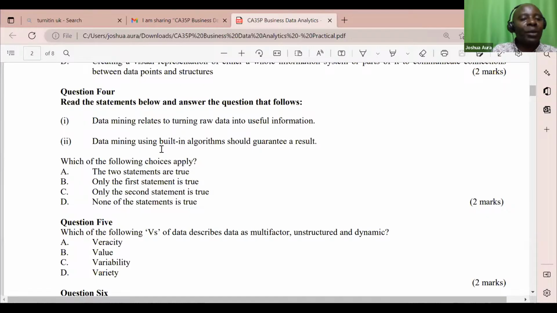A, the 2 statements are true. B, only the first statement is true. C, only the second statement is true. D, none of the statements is true. Which one? Through guesswork, before I tell you what we shall be doing. You guys are good in guessing. Which one should we talk about here, really?